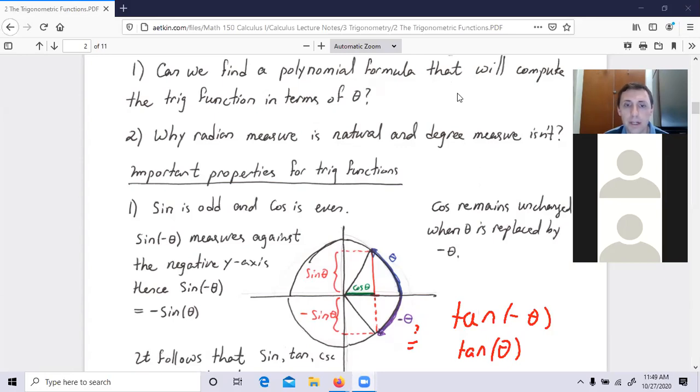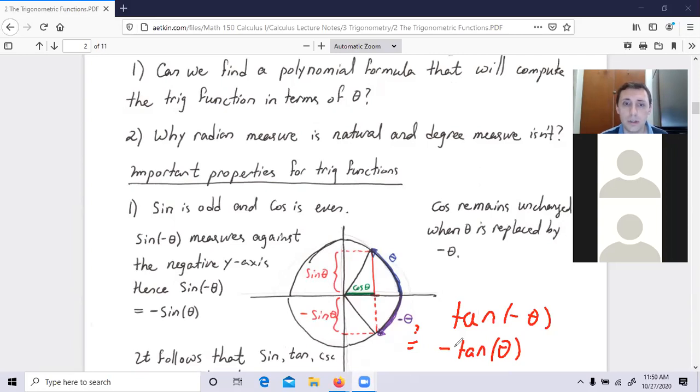What's the relationship, guys, between tangent of theta and tangent of minus theta? Think about it. Tangent is sine over cosine. Exactly, tangent comes with a minus, right? Why do I get the minus? It's because it's sine of minus theta, which becomes minus sine theta, divided by cosine of minus theta, which just becomes cosine of theta. So we get the extra minus.